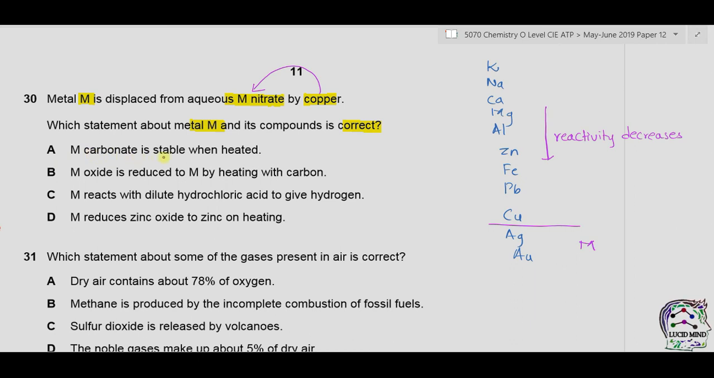Option A, M carbonate is stable when heated. As we can see that M is below in the reactivity series, so its carbonate is not stable to heat, so therefore A is incorrect. B, M oxide is reduced to M by heating with carbon. This is a true statement because carbon is able to reduce oxides below aluminum, so therefore M is also present below aluminum.